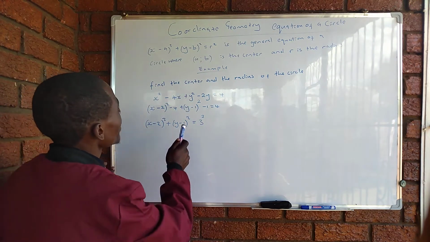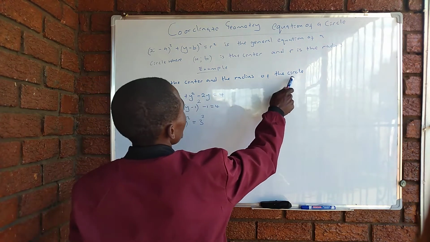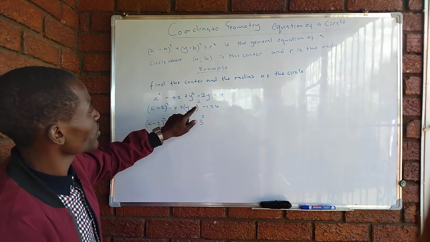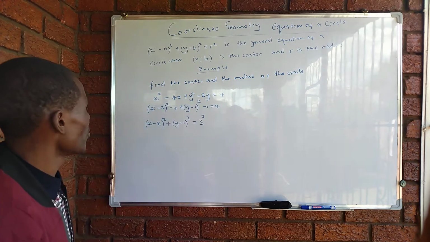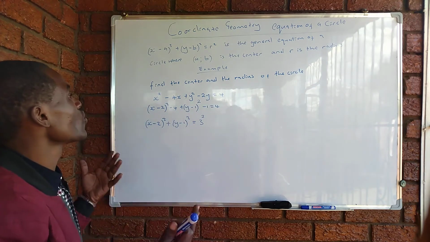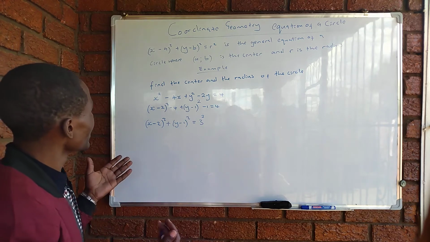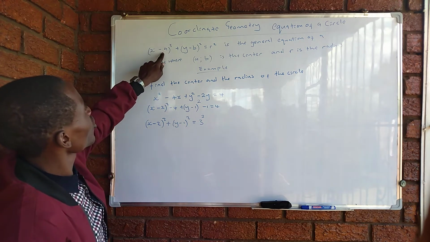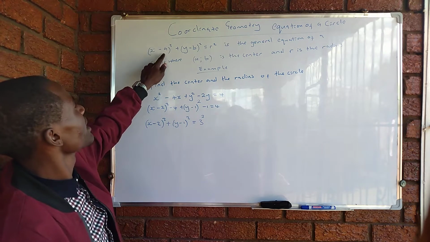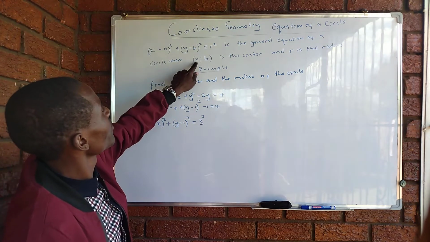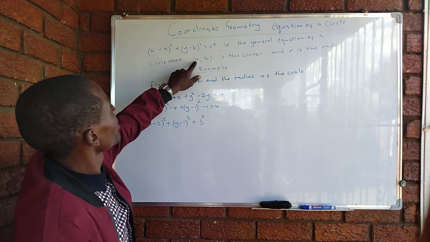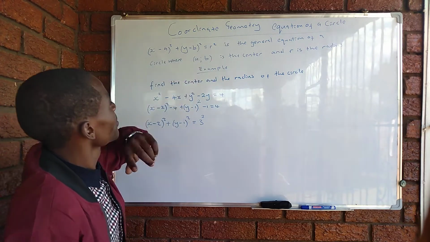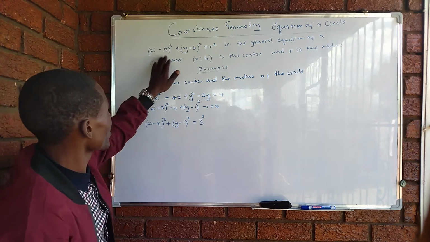Now, example: find the center and the radius of the circle x squared minus 4x plus y squared minus 2y is equal to 4. To find the radius and the center, we need to change it to this form. In this form, the center is found where x minus a is 0, so x is equal to a, which is the x coordinate of the center, then y minus b is equal to 0, y is equal to b, which is the y coordinate. So we need to get to this form.